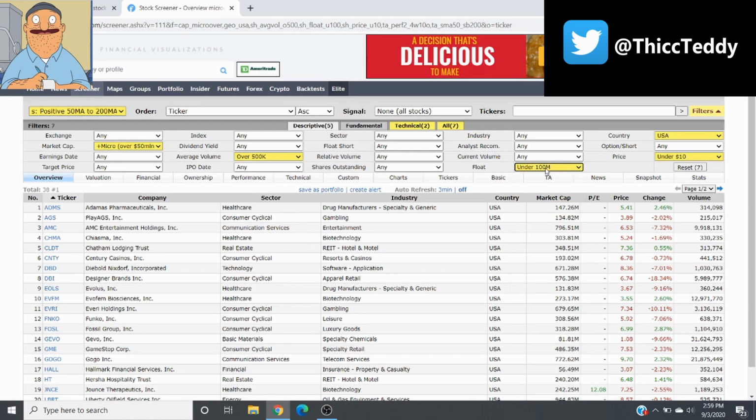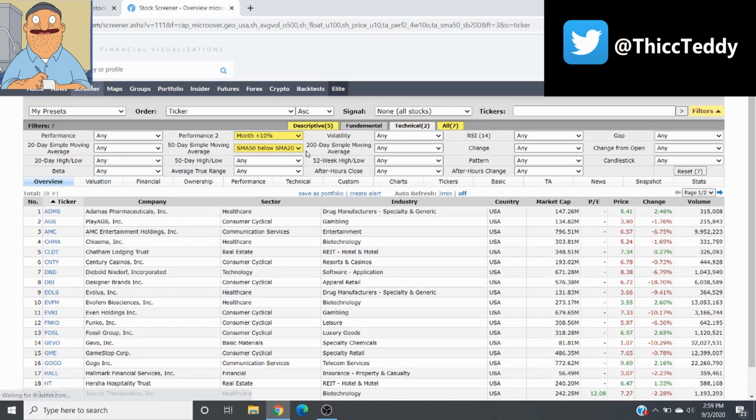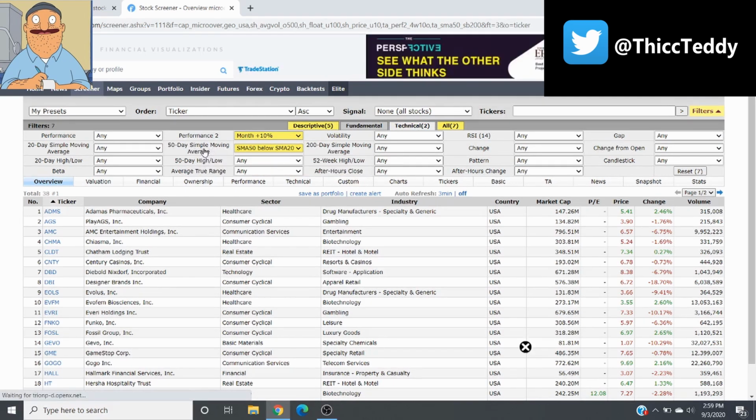I didn't have enough under 50, so under 100. And then I did country USA, price under $10. Technicals, so this one gets a little more interesting. FinViz uses simple moving average.